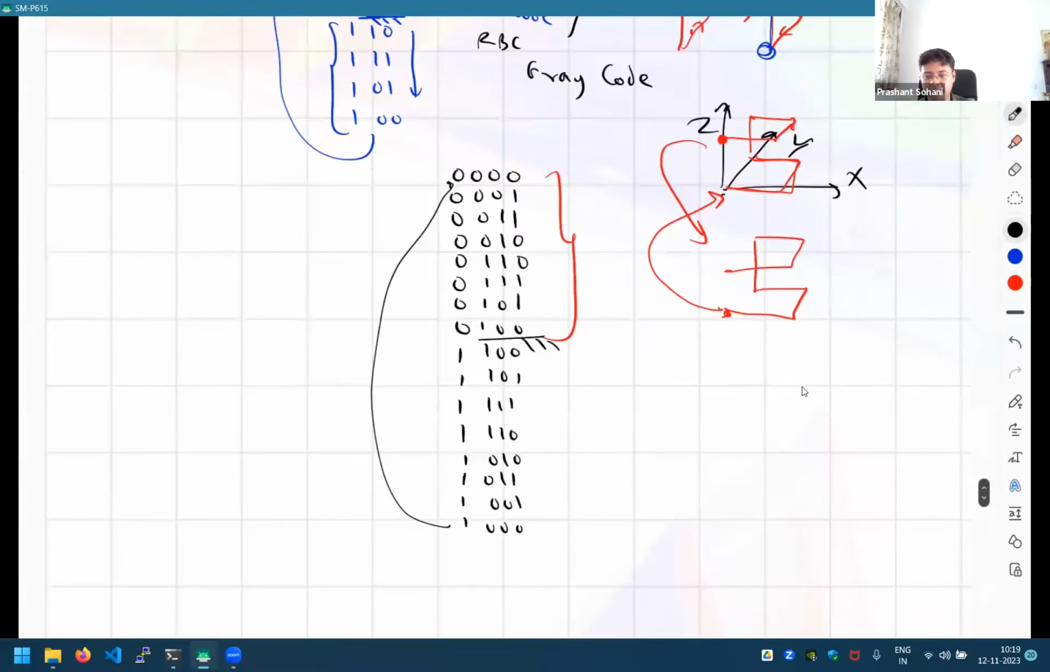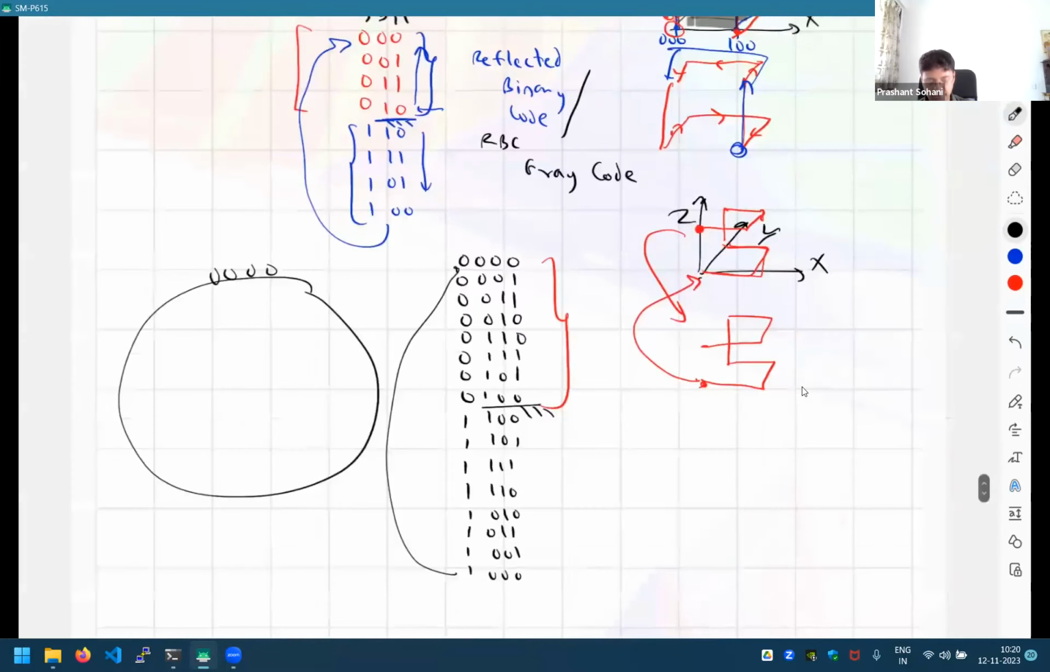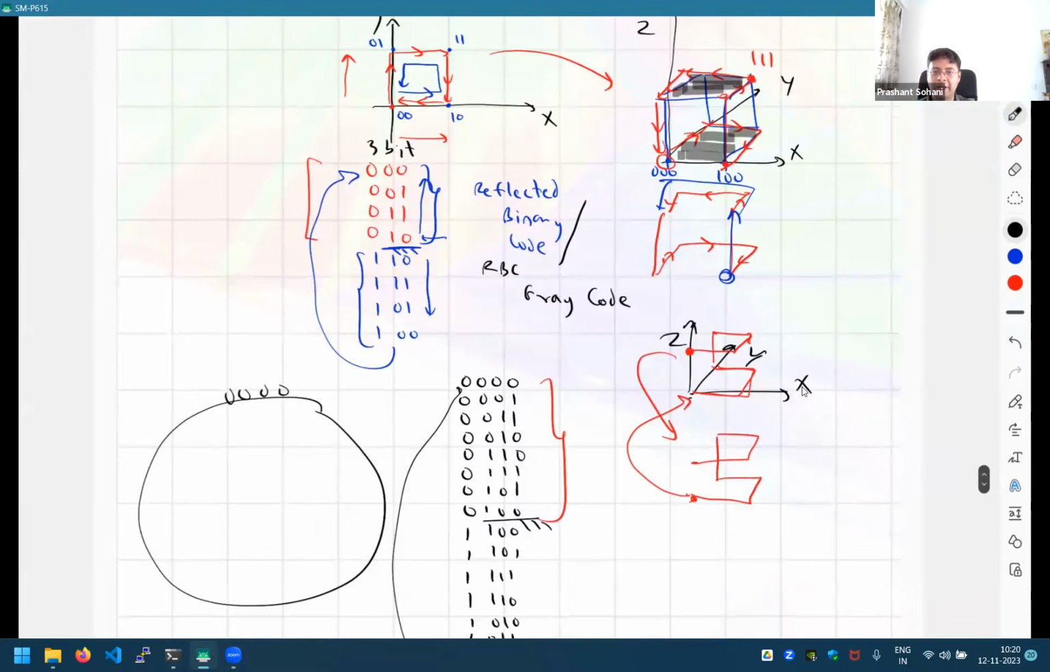So it's a very nice property that you can arrange these terms in a cyclic manner, and you will come back to the original term. Okay, so this was an example of gray code. And this has lots of useful practical applications.